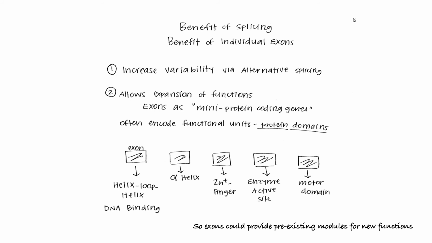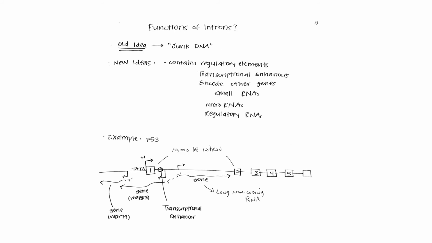Okay, so those are two pretty clear benefits of splicing. Increasing the variability, alternative splicing, and then the use of these coding regions that encode an entire domain. Now, what about introns? Introns used to be thought of as junk DNA. So is there a function to introns?